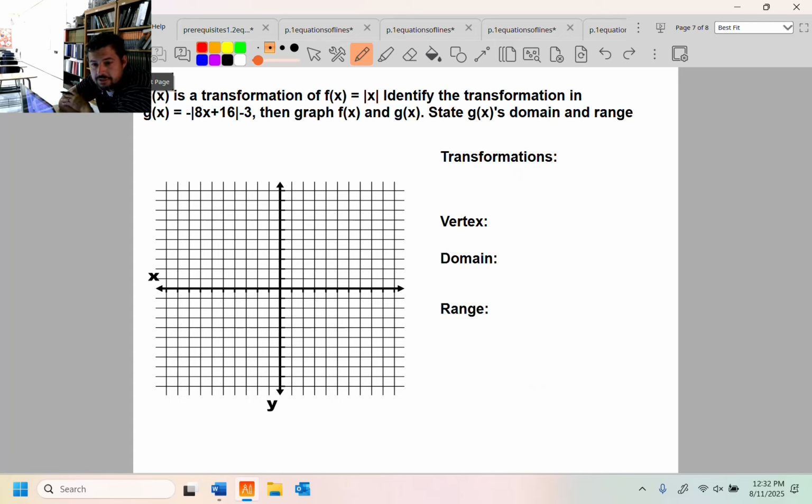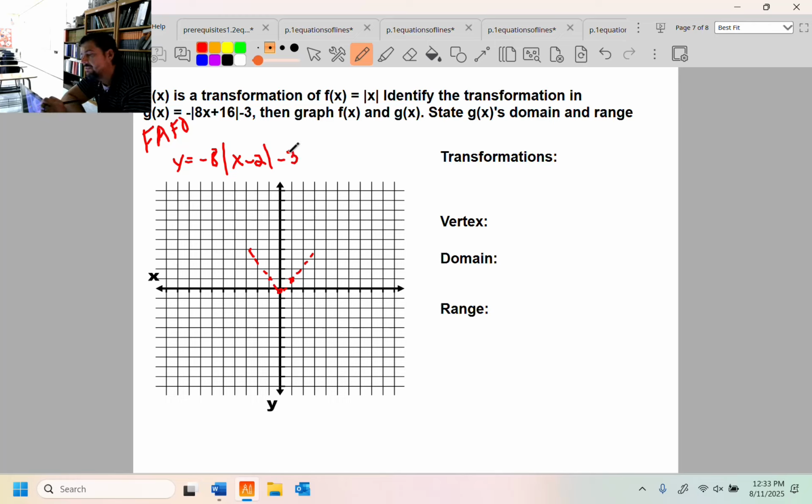All right, g of x is a transformation of the absolute value function again. So there's the absolute value function. Identify the transformation in negative absolute value of 8x plus 16, minus 3. Now we're going to do something here. We're going to do FAFO, which means factor and find out. We're going to pull the negative 8 out. And if we pull a negative 8 from negative 8x, we have an x left. If we pull a negative 8 from 16, we have a minus 2.